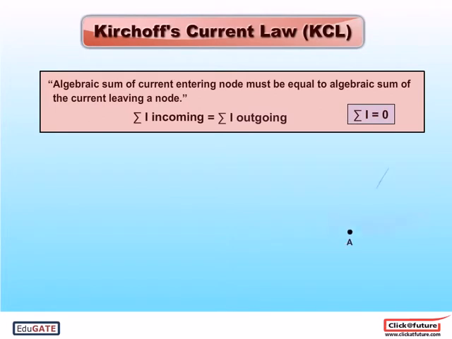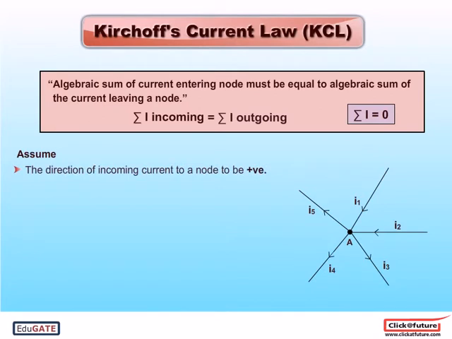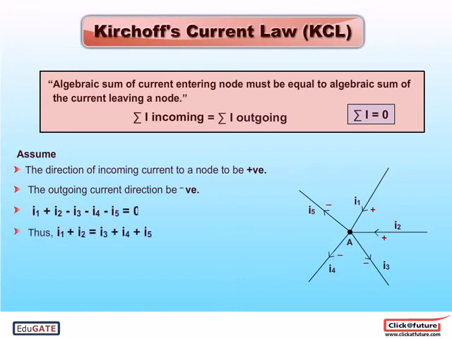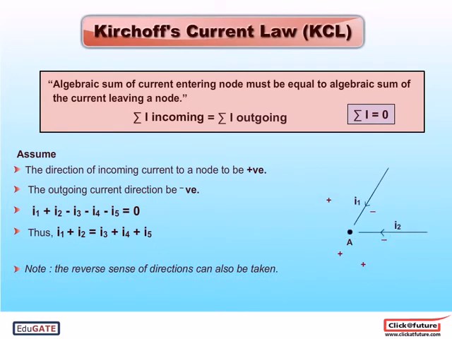As shown in the diagram, currents I1 and I2 are entering at node A, whereas currents I3, I4, I5 are the outgoing currents from node A. Assuming that the direction of incoming current to a node is positive and that of outgoing current is negative, and applying the KCL, we can write the current equation as I1 plus I2 minus I3 minus I4 minus I5 is equal to 0. Note that the reverse sense of directions can also be taken.